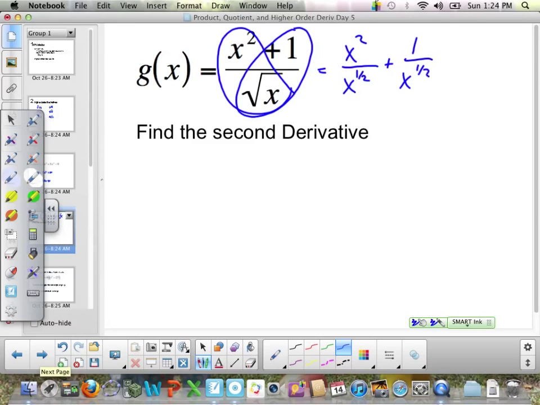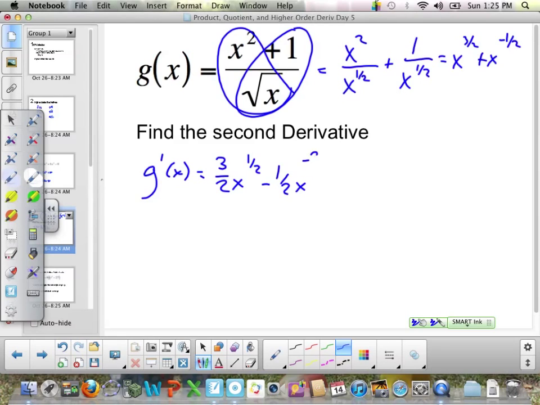And then to simplify it, when you're dividing exponents with the same base, you can subtract the power. So this is x to the 3/2 plus x to the negative 1/2. And so then our g prime will be 3/2 x to the 1/2 minus 1/2 x to the negative 3/2.